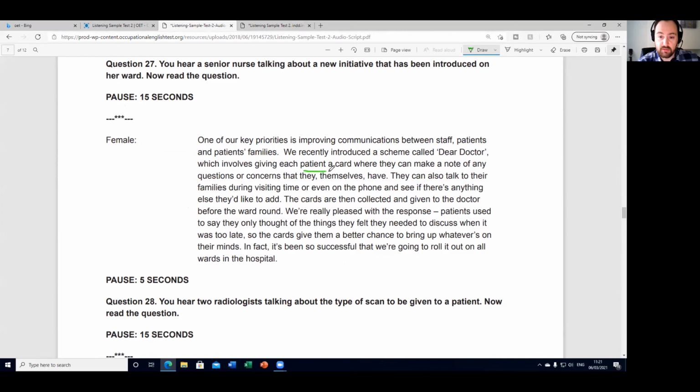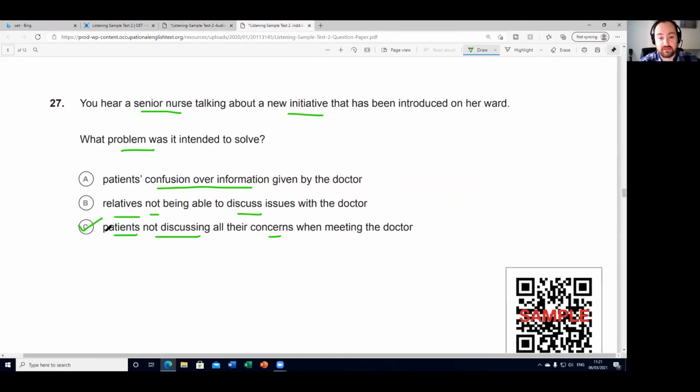So, a patient, a card, we've got concerns, the cards are collected and given to the doctor. All of these things, they only thought of things they felt they needed to discuss when it was too late after they met the doctor. So the cards give a better chance, and it's been really successful. So, Dear Doctor, all these parts of the text show us that patients not discussing all their concerns when meeting the doctor. So you can see it's not one specific part.